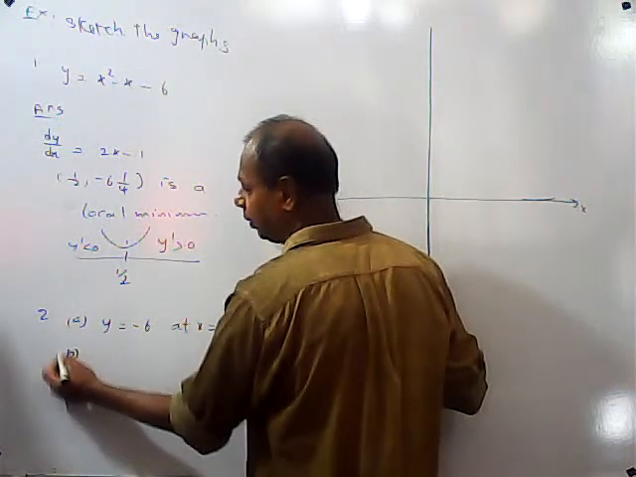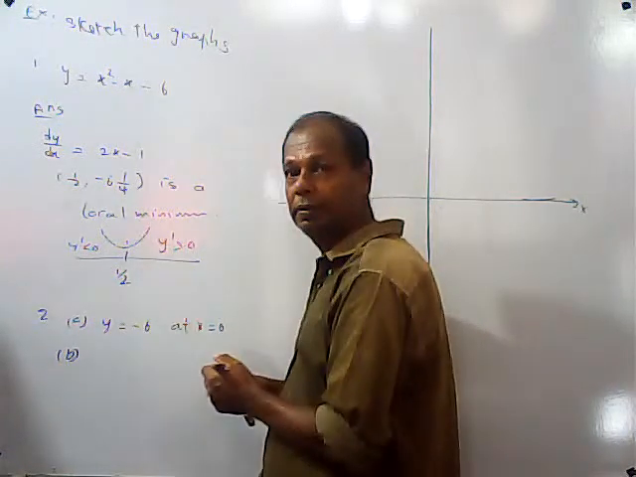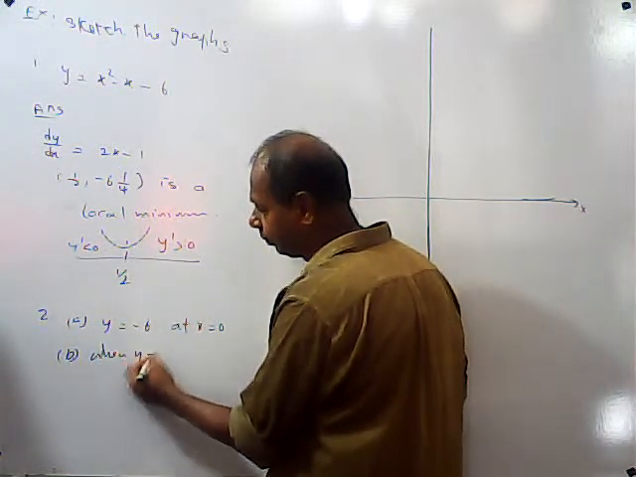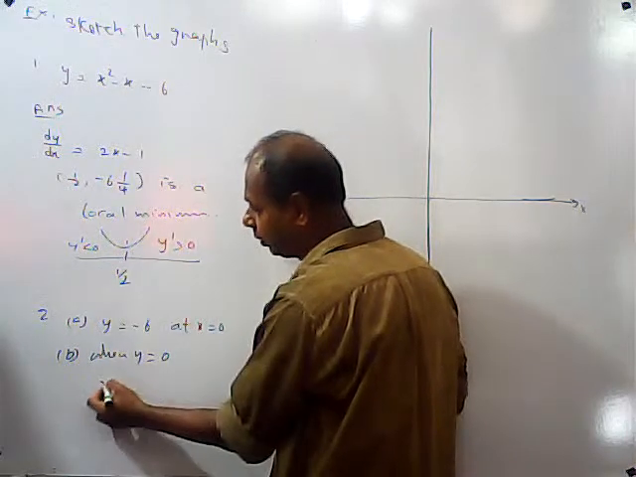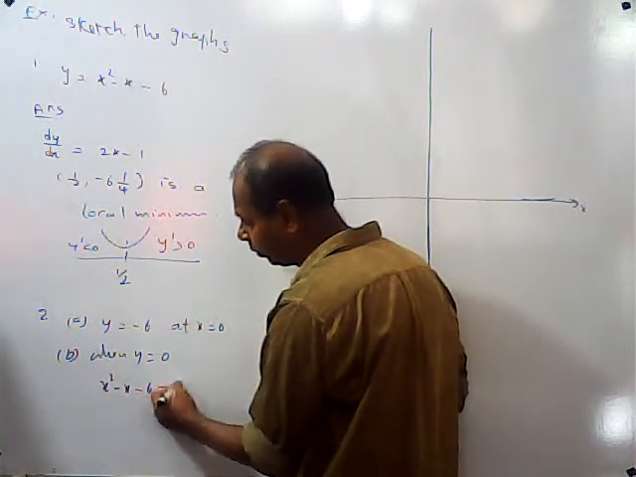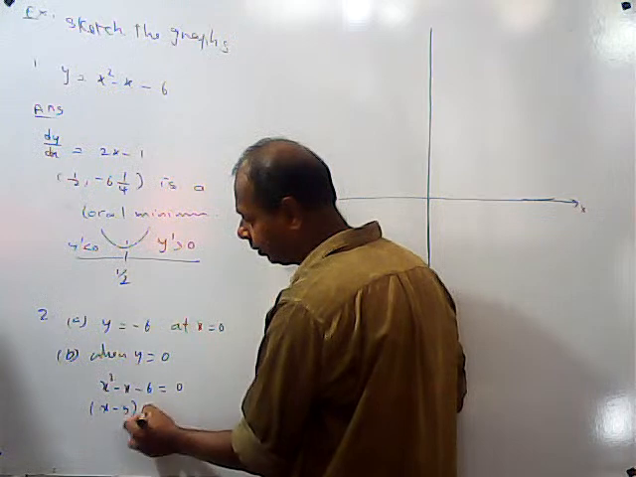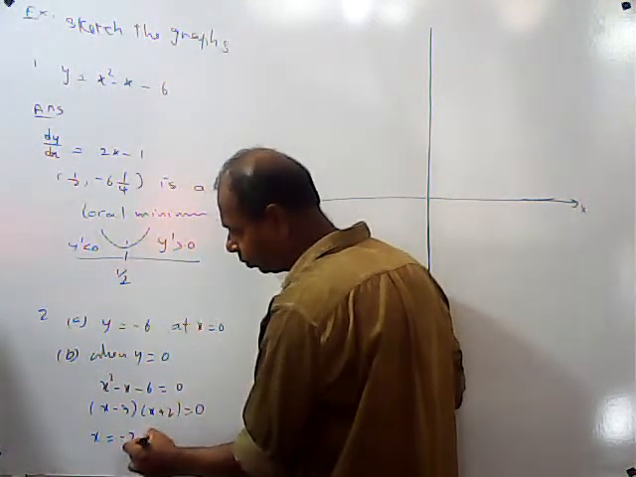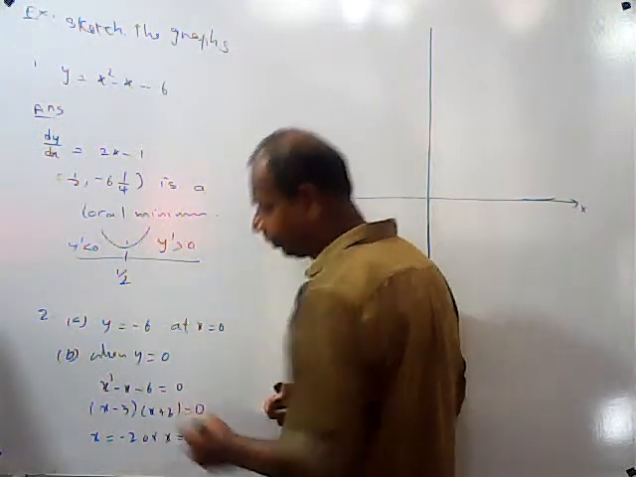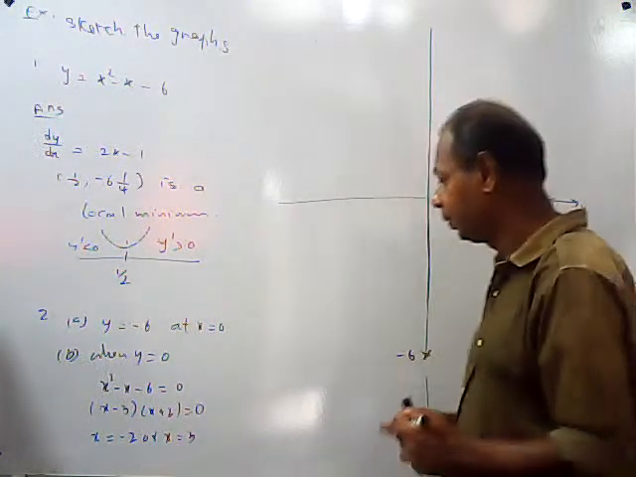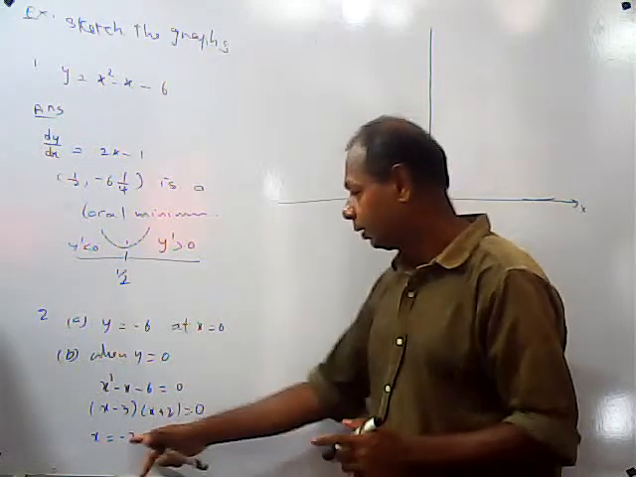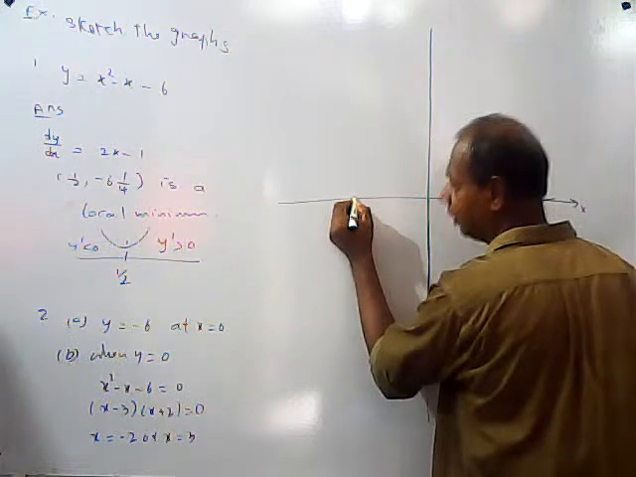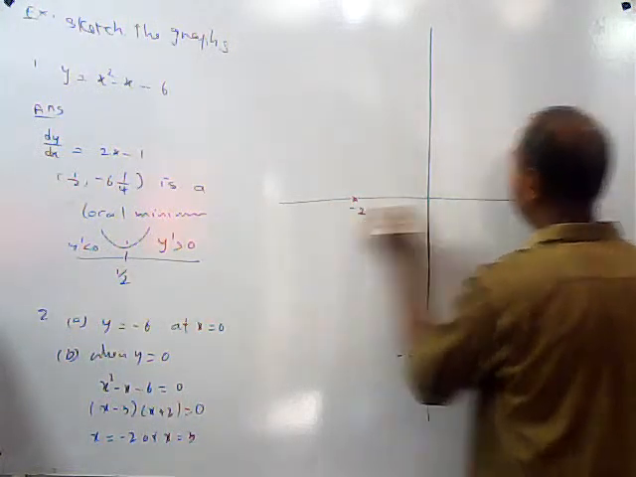And then B, we find the x-intercept. When y is 0, you get x squared minus x minus 6 equals 0. (x minus 3)(x plus 2) equals 0, x equals minus 2 or x equals 3. 2 points of intercept at minus 2 and plus 3 where the curve meets the x-axis.